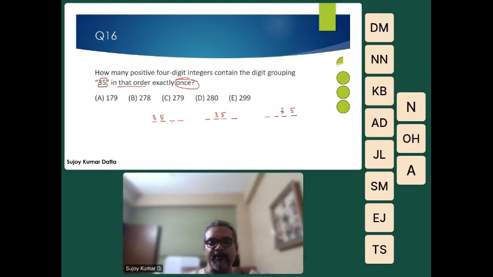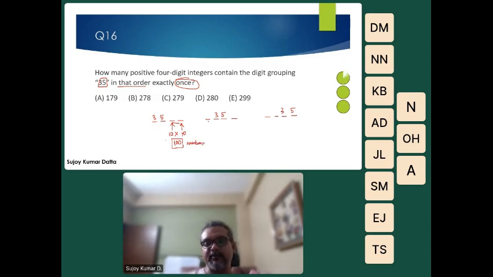Now, if it is 3 and 5 here, I can put anything I want in those two places. So this place can be filled with any of the digits, 0 to 9. So 10 options for this and again 10 options for this. So that makes 100 such numbers. So you have 100 numbers here.